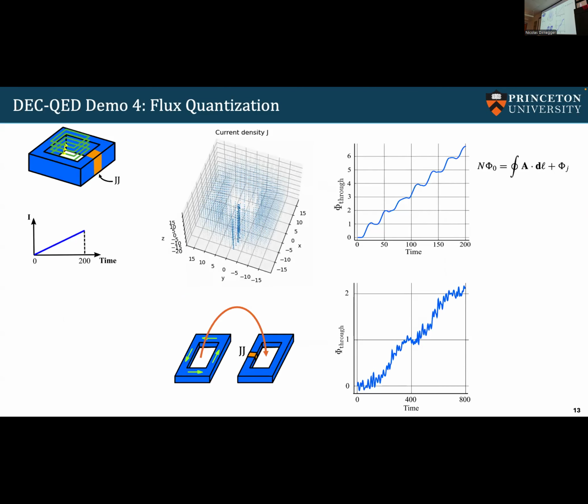There's also flux quantization, right? It's always fun to see flux quantization being realized. This is a fundamental phenomenon in multiply connected superconducting objects. Here we demonstrate that by ramping current in the solenoid and observing the magnetic flux in the area bounded by the superconducting loop that contains a Josephson junction slit right there. And this is the real-time dynamics of the current density inside the superconducting object.